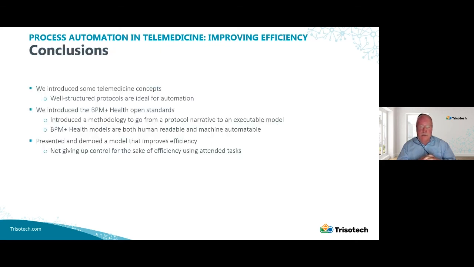So because you could automate the system entirely, prudence would dictate that what you want to do is optimize how it's done. So in conclusion, we've introduced some topics about telemedicine. The key to improving efficiency is to have well-structured protocols. Once you've got the protocols, then you can develop the models, which is the basis for the automation. We've talked about BPM Health and the standards that they promote. We've talked about the methodology of going from the protocol to an executable model.